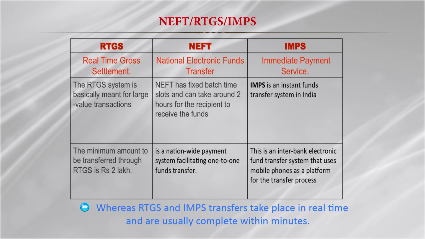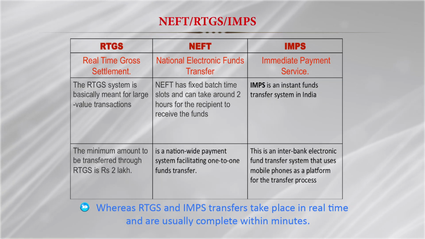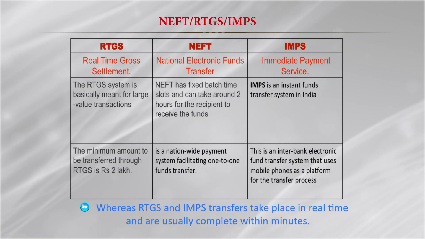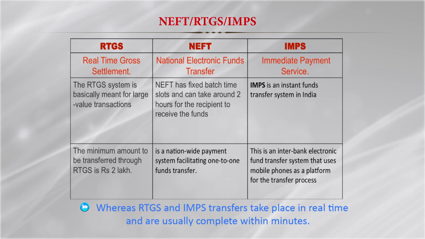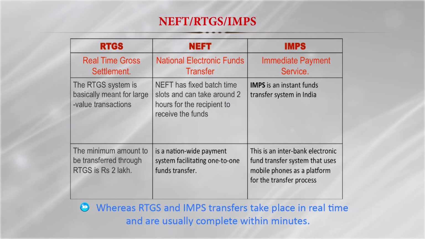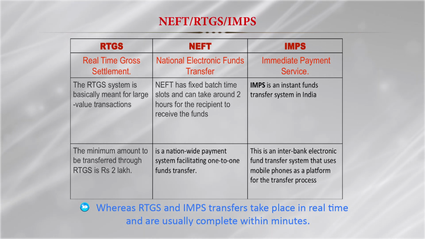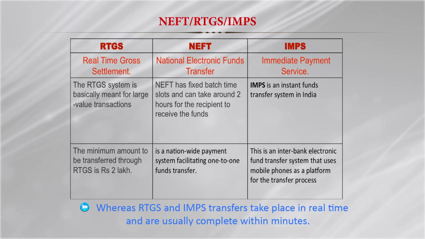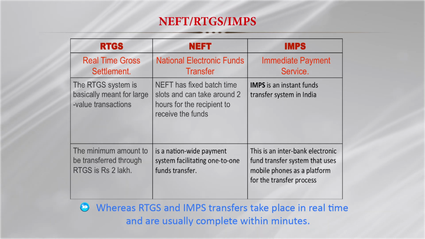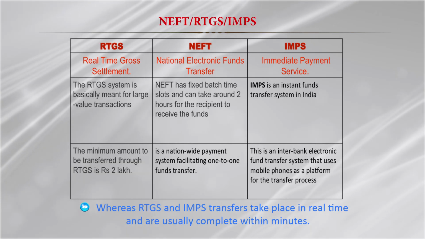The RTGS system is basically meant for large value transactions, and NEFT has fixed batch slots and can take around 2 hours for the recipient to receive the funds, and IMPS is an instant fund transfer. So the minimum amount which I have talked about is there, and we have observed that RTGS and IMPS are more on a real-time basis. Real-time means the consumers are able to know exactly the status of the transaction. There is no lead time, the thing is done very instantly, and the accounts are updated very quickly.